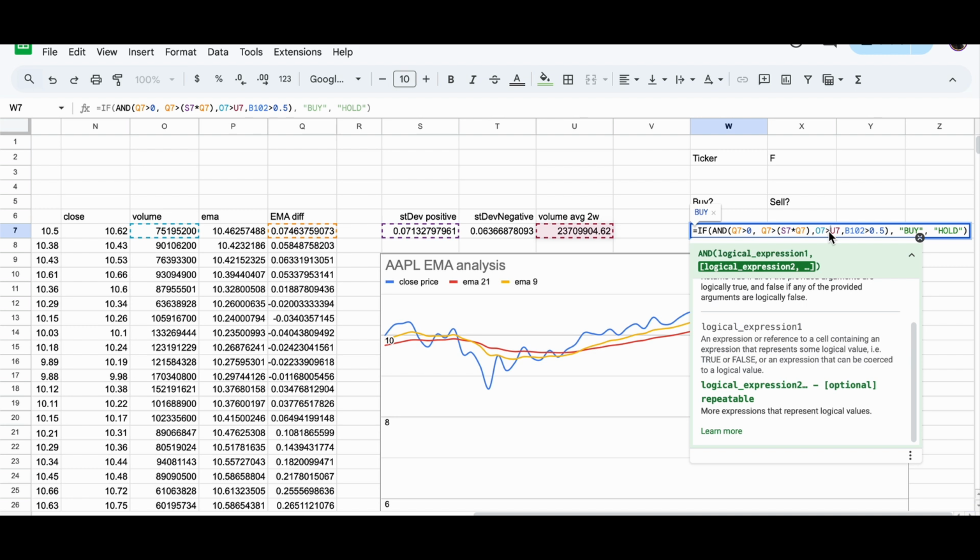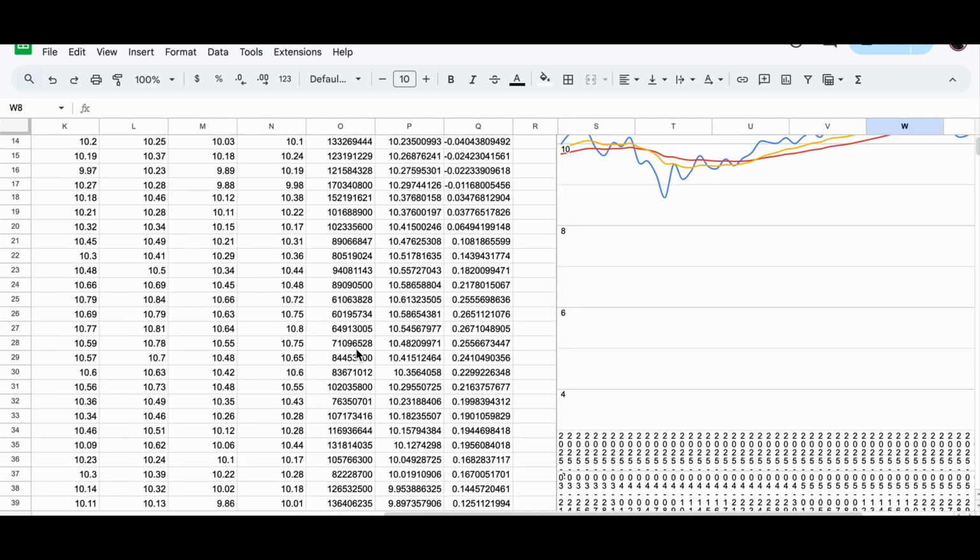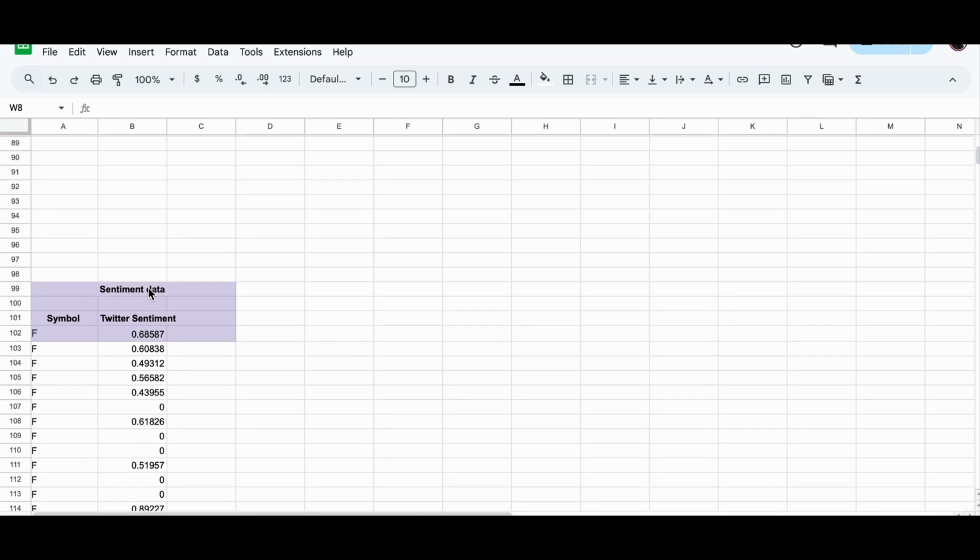The third condition I am taking is the volume, and the volume should be higher than the average 2-week volume. I am doing this to capture strong momentum, strong buying interest in the stock. If the volume is very high, that means that the buyer interest is also very high. And then I take cell B112 from my Google Sheets, and it should be higher than 0.5. So what is 0.5? Let's go over here. It is here, sentiment data.